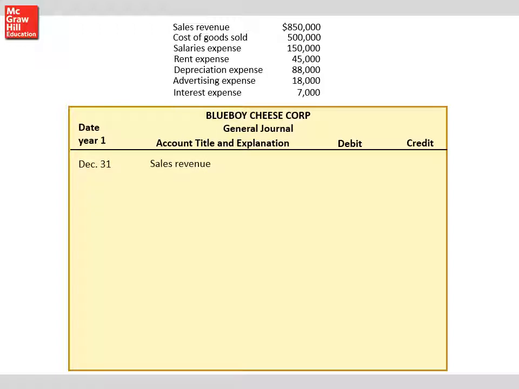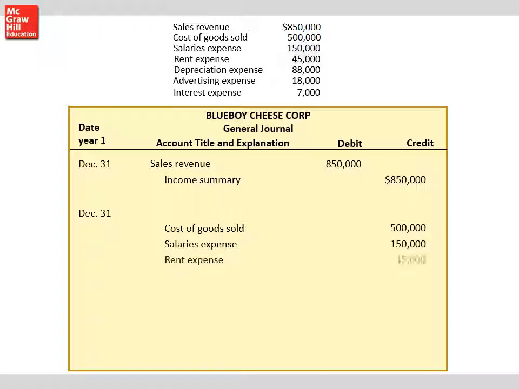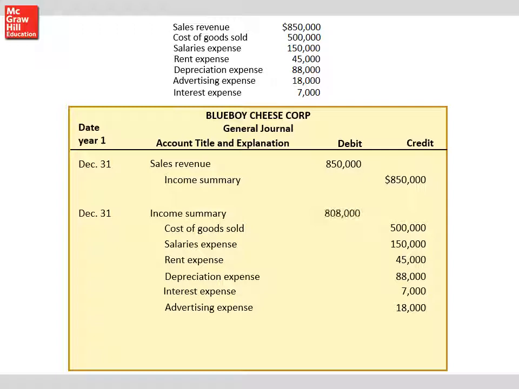Sales revenue is debited. Right now it has a credit balance of $850,000. We need to debit it, and we credit our special income summary account. That's an account we only use during closing journal entries. Then we credit each of our expense accounts individually. That will reset them to zero once we post them. Debit the income summary account for their total.